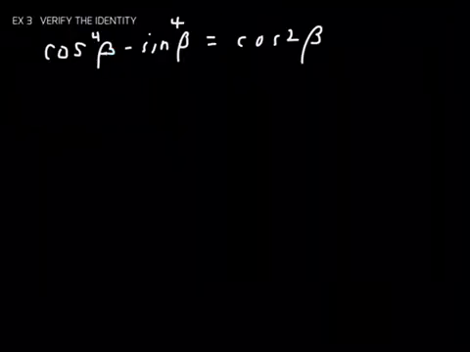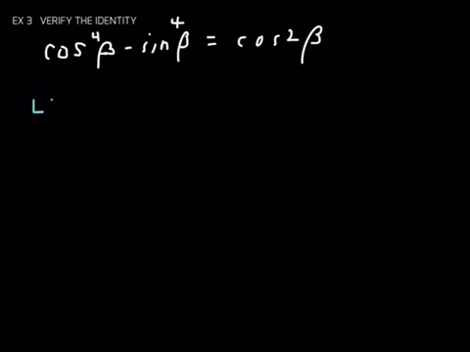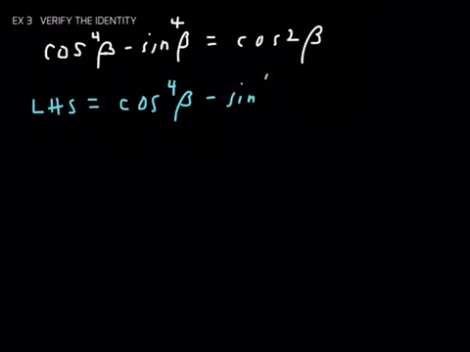Verify that this is an identity. All right. This is where you and I choose a side to work with. I'm going to choose the left-hand side, okay? You can choose whatever side you want. Usually we choose a side that looks more complicated and make it look like the other side. Okay, so we have cosine to the 4th power of beta minus sine to the 4th power of beta. And somehow we're going to try to make this look like the right-hand side, which is cosine of 2 beta.